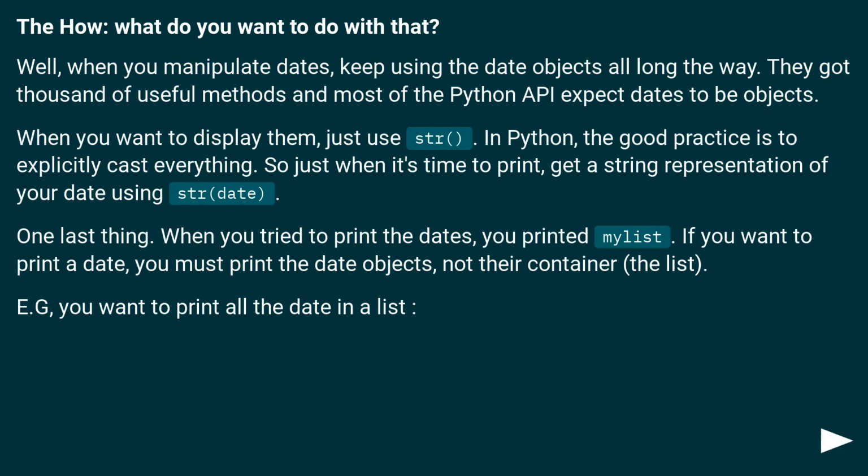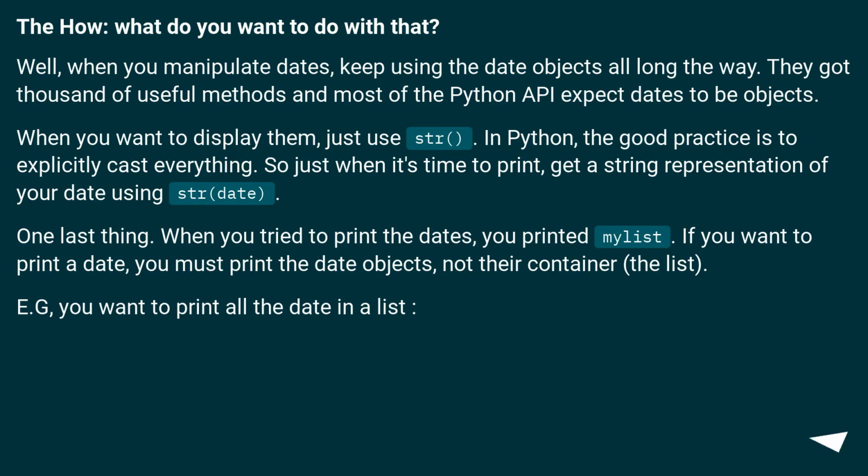The how: what do you want to do with that? Well, when you manipulate dates, keep using the date objects all along the way. They have thousands of useful methods and most of the Python API expects dates to be objects. When you want to display them, just use str. In Python, the good practice is to explicitly cast everything. So just when it's time to print, get a string representation of your date using str(date).